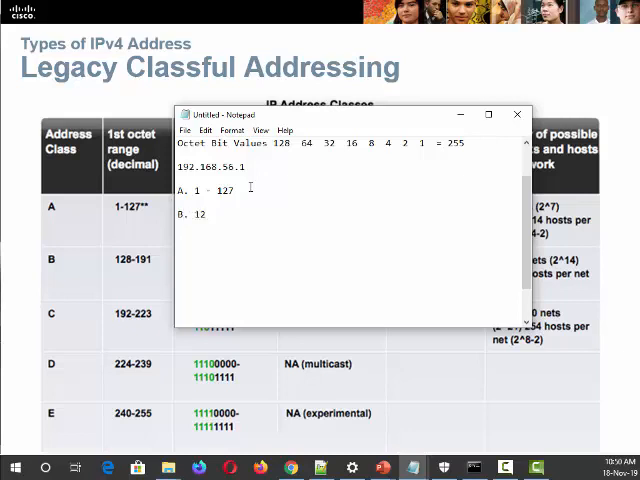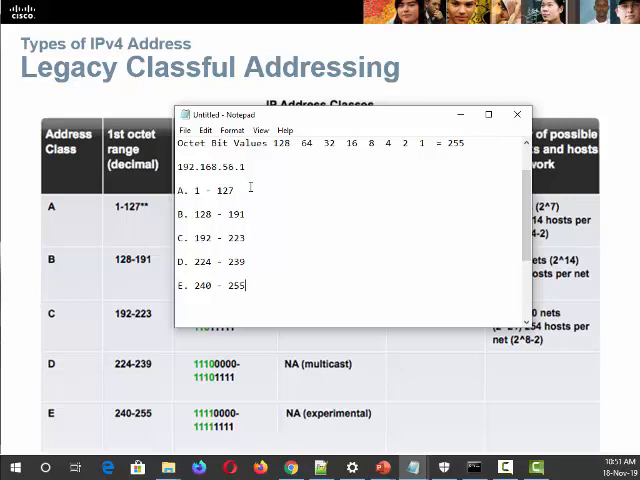For class B, when you see a number from 128 to 191, that is class B. For class C, when you see number from 192 to 223, that is class C. For class D, when you see number from 224 to 239, that is class D. When you see number from 240 to 255, that is for class E.